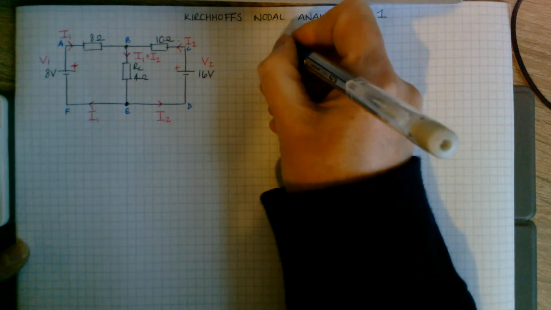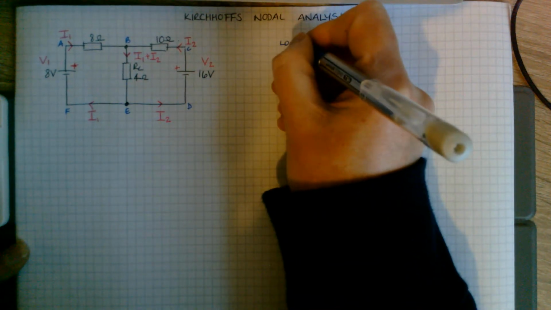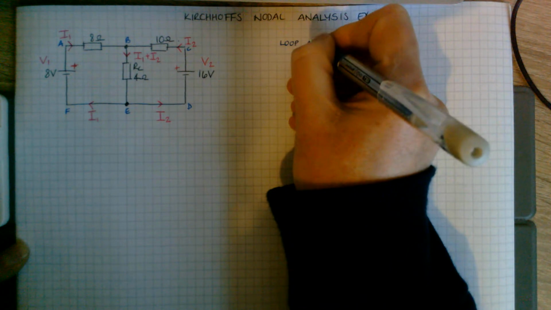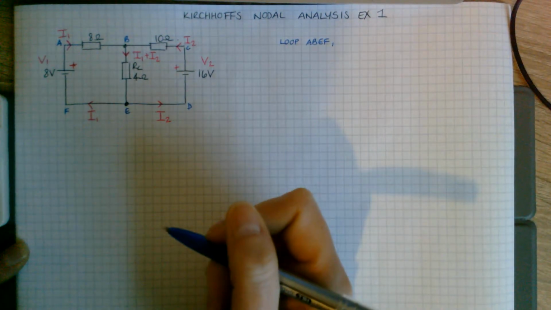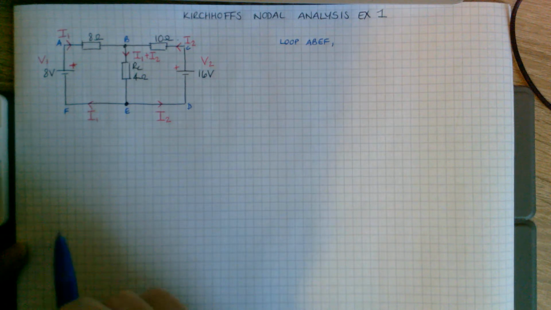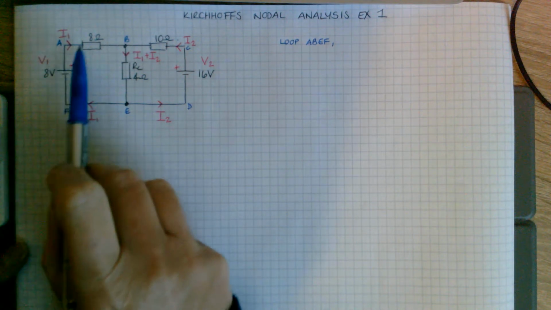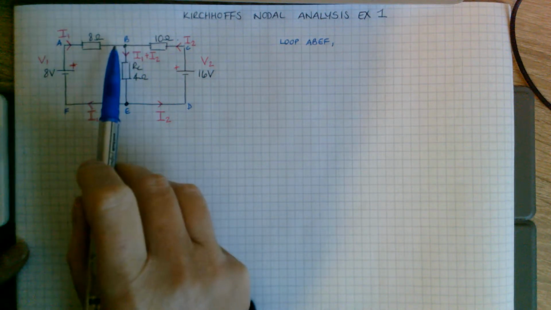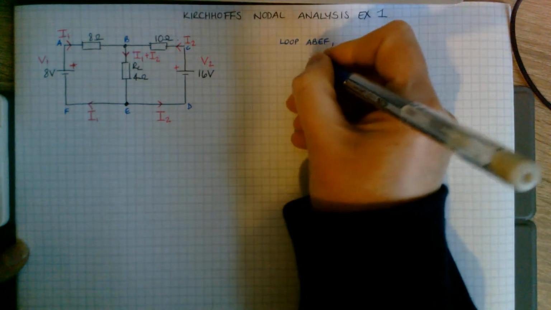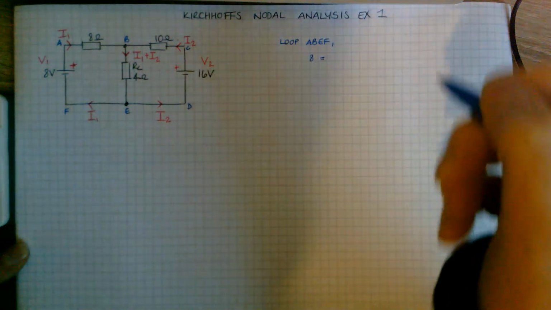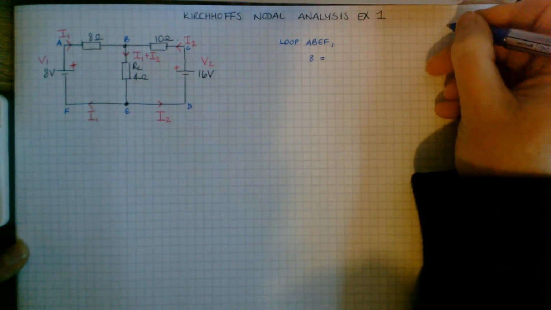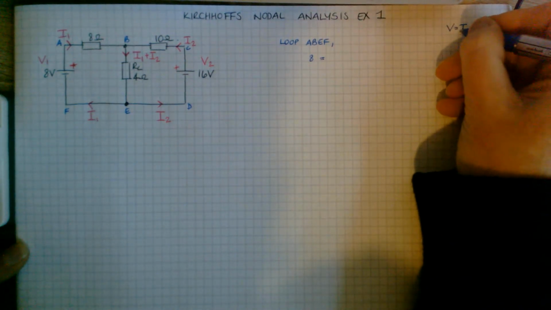So looking firstly at loop A, B, E, F. Kirchhoff's voltage law is that the supply in the loop must be equal to the voltage drops in that closed loop. So the supply in that loop is 8 volts, and that should be equal to the voltage drops in that loop. Now remember that V is equal to I times R.